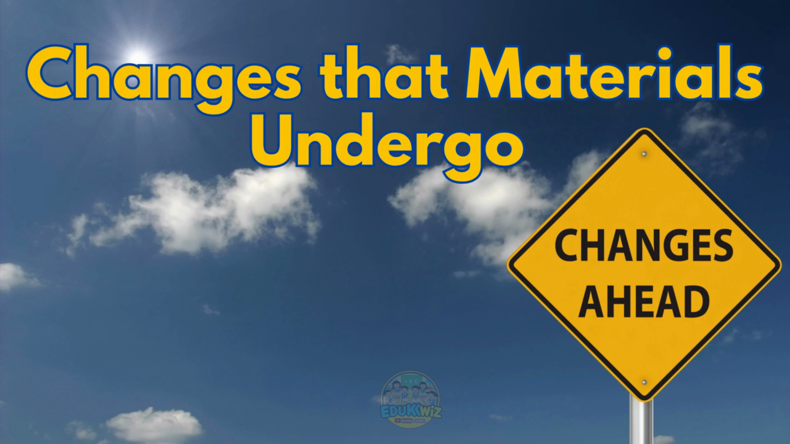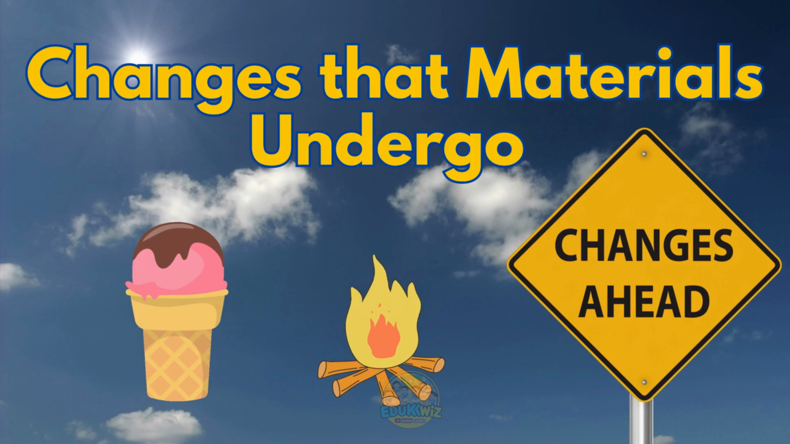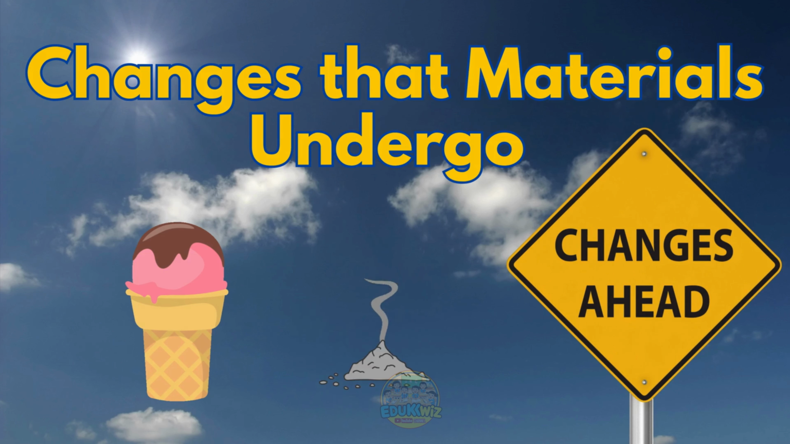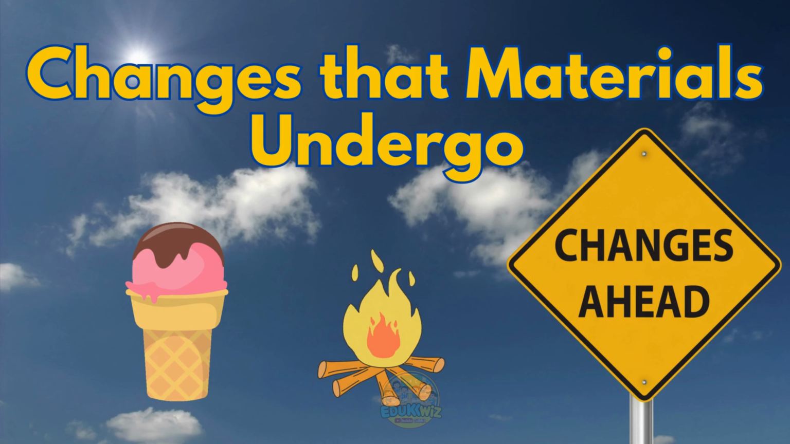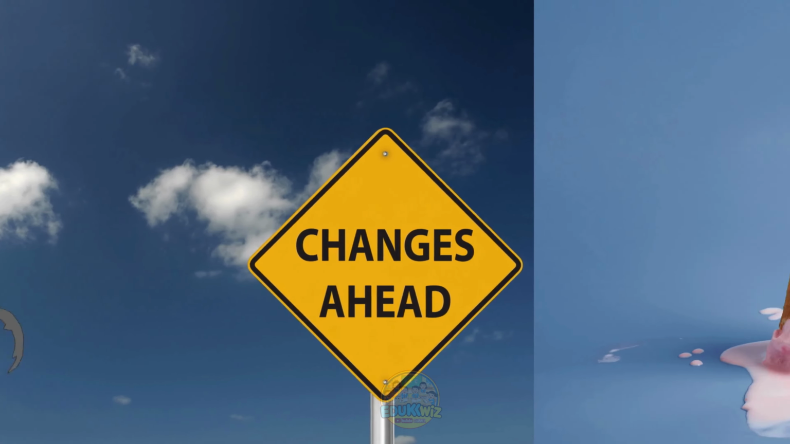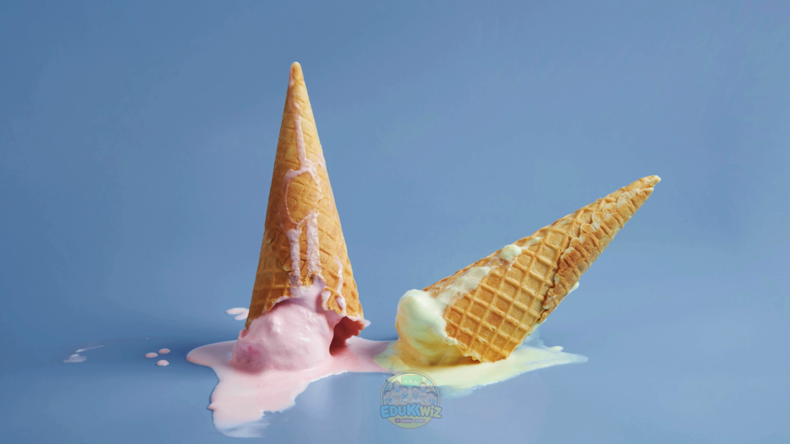Have you ever seen ice cream melt? Or a piece of wood turn to ash when it's burned? That's because materials can change in different ways. So get ready to discover the changes around us. Let's go! Now that we know what matter is, let's talk about what happens when it changes.